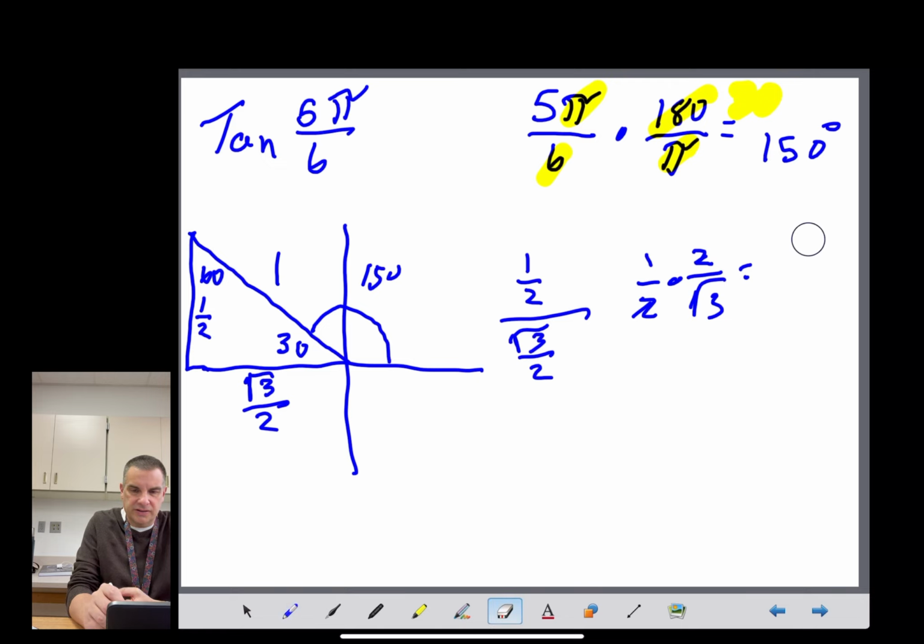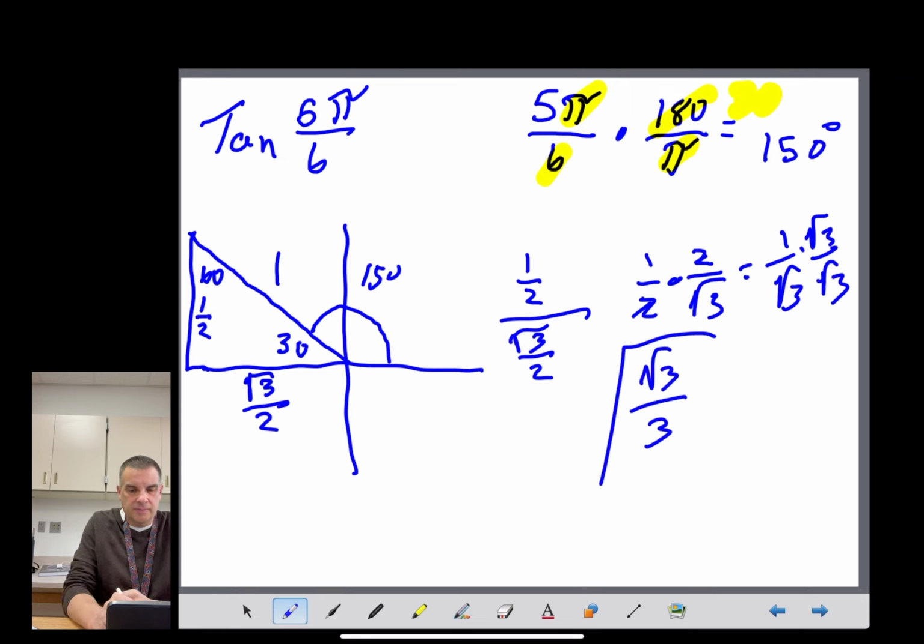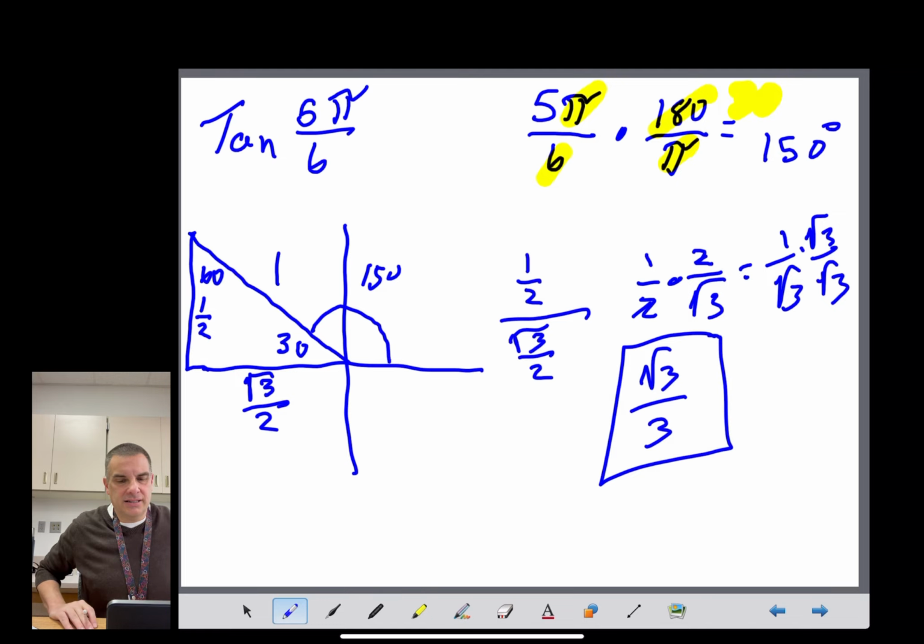I got ahead of myself there. I was going to give you the answer. That leaves me with 1 over the square root of 3, which you can't have. So we have to multiply by the square root of 3 over the square root of 3, which gives the square root of 3 over 3. So that's our exact tangent value for a 5 pi over 6 radian angle.